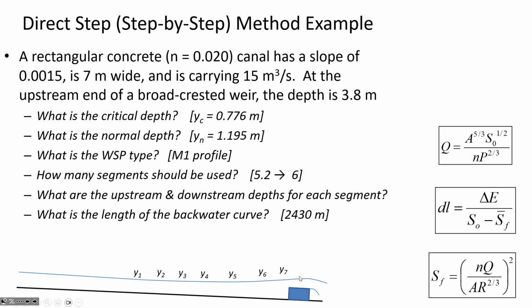As we said, we know the water starting at 3.8 immediately upstream of the weir, and it's eventually going to get back to the normal depth. If you get far enough upstream away from the influence of that choke, it'll be back to the normal depth, which we calculated to be 1.195. So it's getting shallower and shallower as you work upstream. And when we worked through that example using the direct step method, we only had 6 segments.